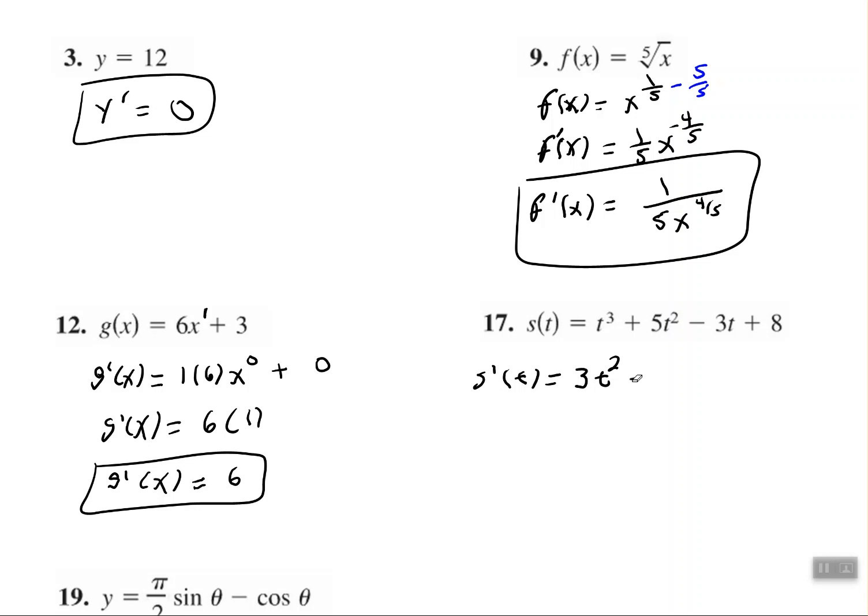Alright, so 2 times 5 is 10. Subtract 1 from the exponent makes t to the first power. Then for the understood exponent of 1, negative 3 times 1 is negative 3. t to the 0, so we won't have t anymore. And then the derivative of a constant is 0. So we have s prime of t equals 3t squared plus 10t minus 3.